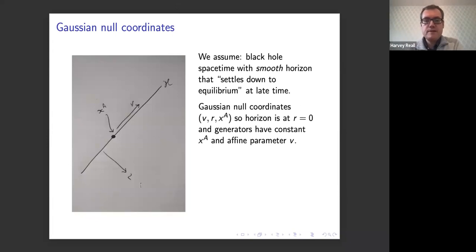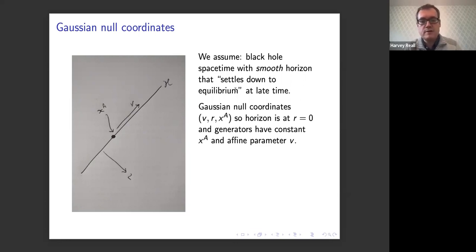Okay, I shall continue. So our work is based on, as with Iyer-Wald-Wall's work, using a particular class of coordinates for the black hole. These are the well-known Gaussian null coordinates. Let me just recap how they are defined. So we assume we have some black hole spacetime with a smooth horizon that is settling down to equilibrium at late time. So at late time, we're approaching a stationary black hole solution.